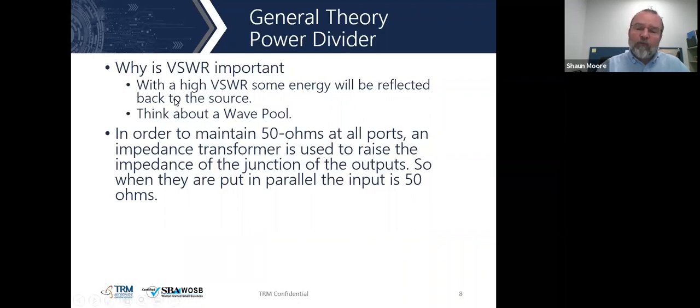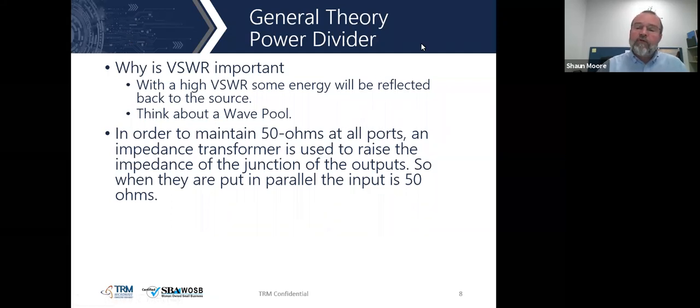What happens in a wave pool is that there is something blocking the wave. The energy hits the end of the wave pool, and then it bounces off the wall and bounces back to the source. That is what a high VSWR does. So energy no longer is transmitted across the ocean. It now gets blocked and gets bounced back.